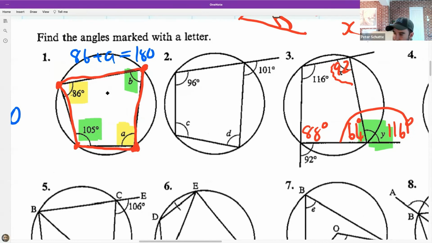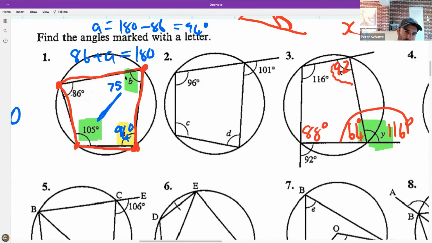No, that's about it. Those pairs together add up to 180. To get A, I just go 180 minus 86, so 94. So this is 94 degrees. Together, these two add up to 180. Using the same idea, these two have to add up to 180, and if I know this is 105, this would have to be 75. Using the same idea in the second one, these two together add up to 180. I need 4 to get from 90 to 100, so this would be 84. I hope that helps. I will continue with this in the next lesson.